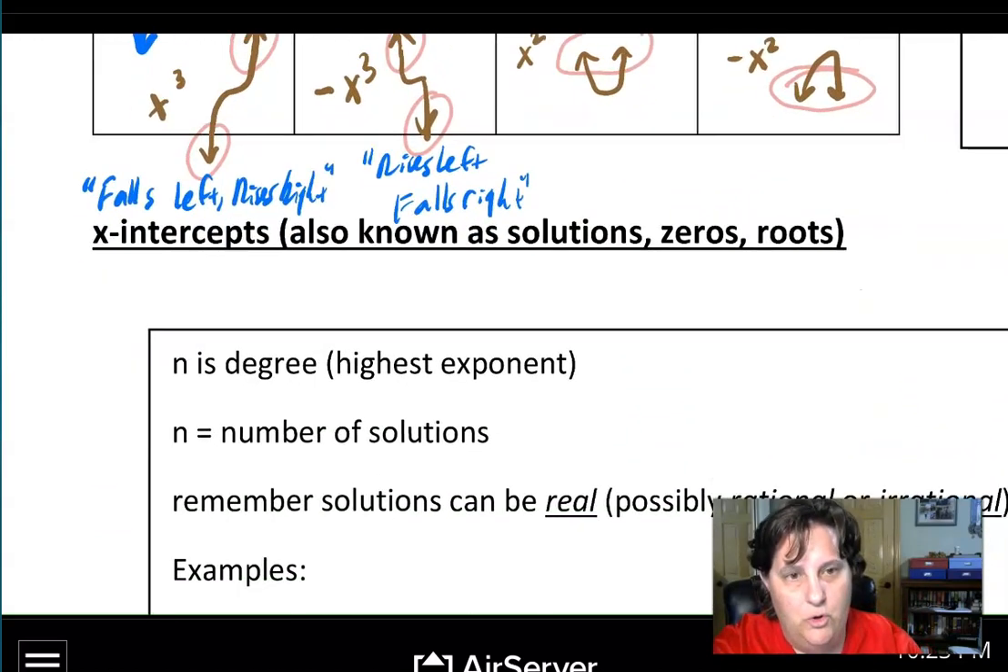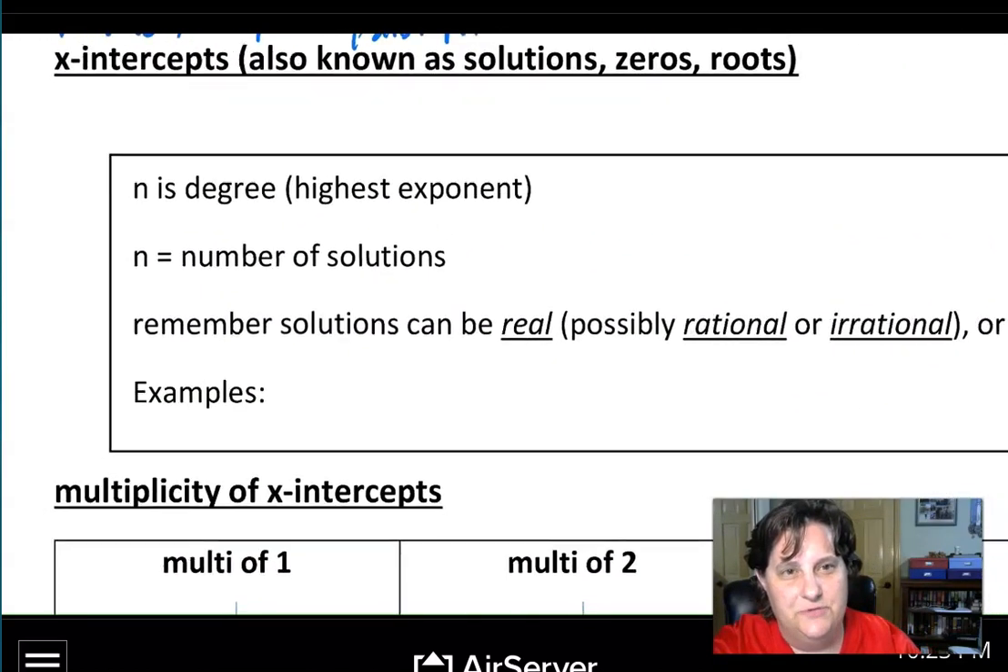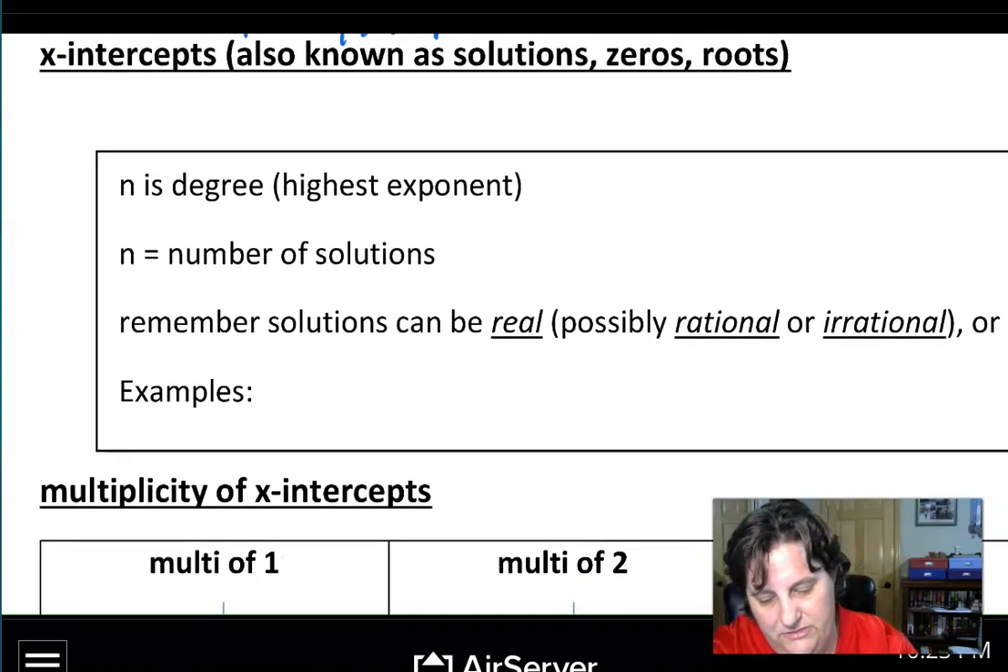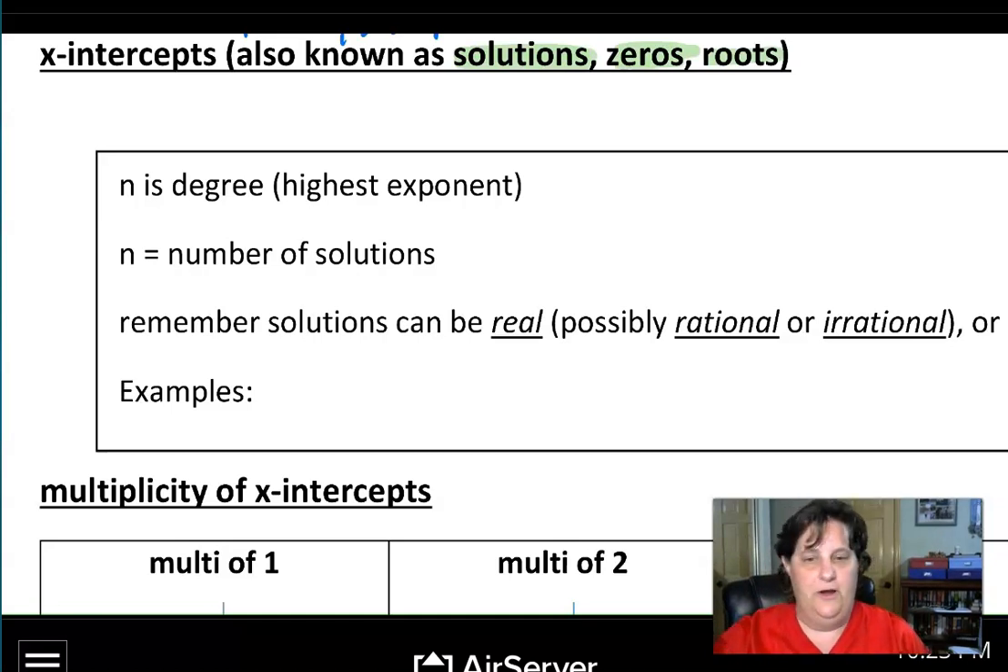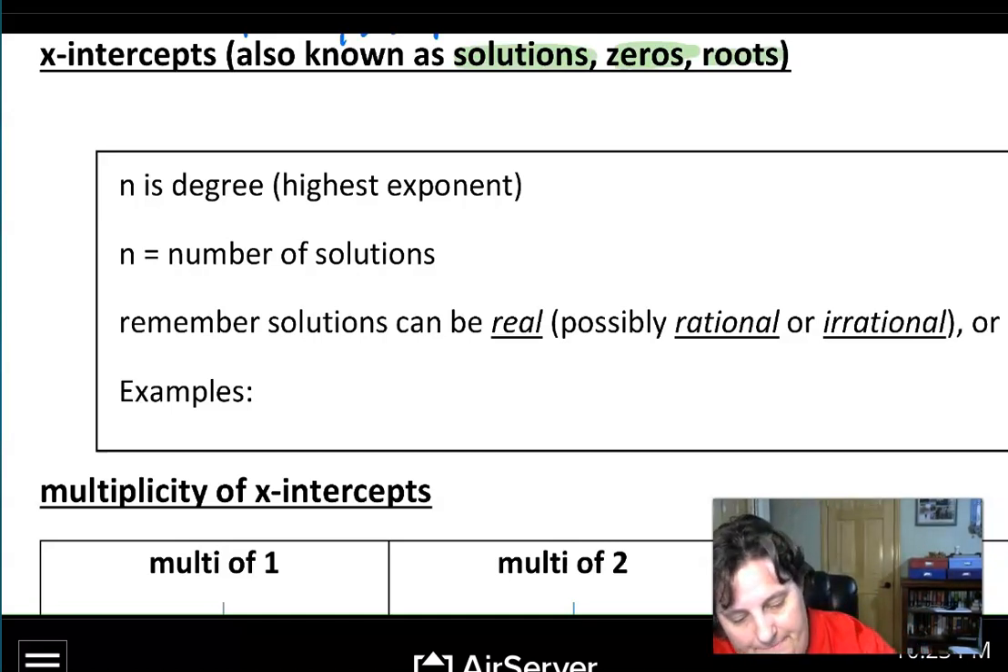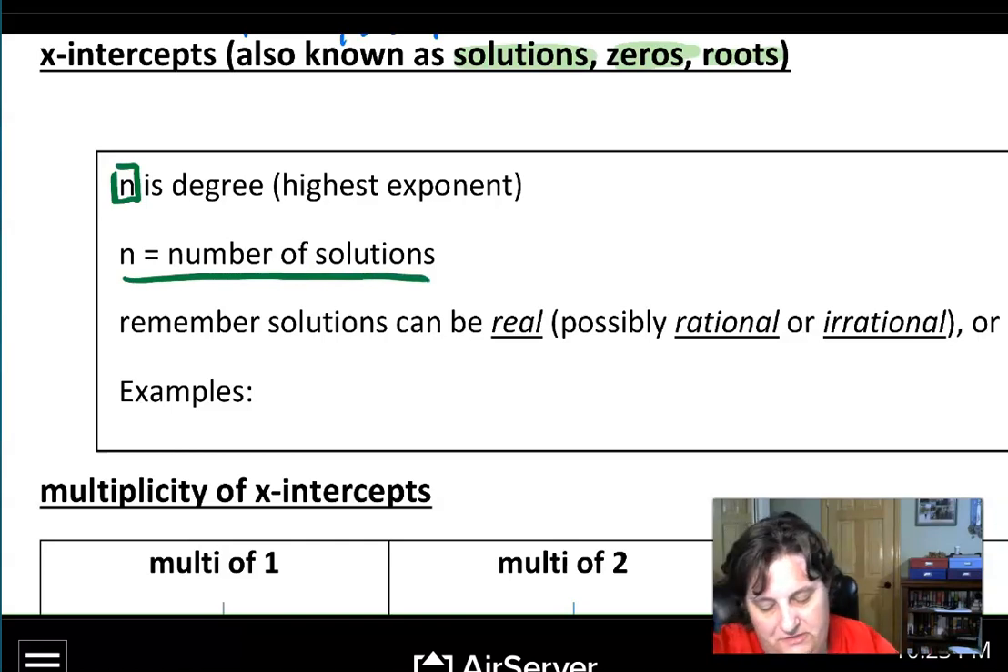Okay, cool. X-intercepts are also known as, you guys know this, we've talked about this a ton, solutions. Highlight that better. Here we go. Solutions, zeros, or roots. All right. Okay, check this out. If n is the degree, n will also equal the number of solutions.